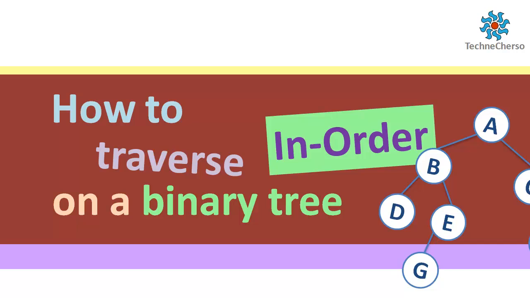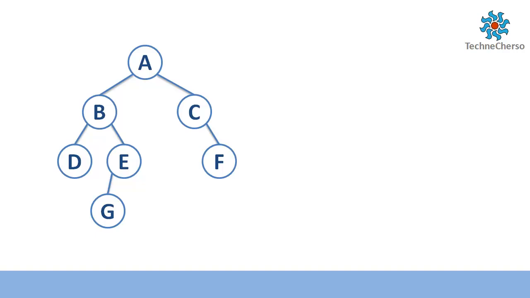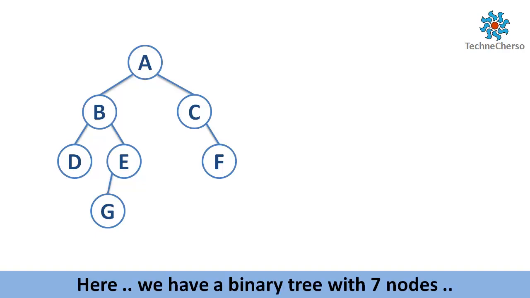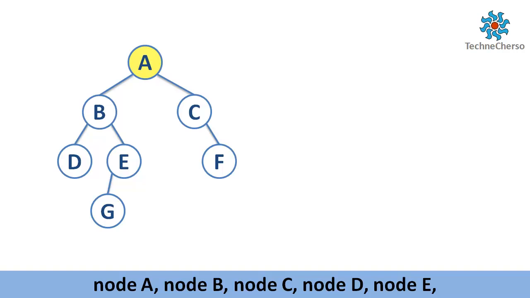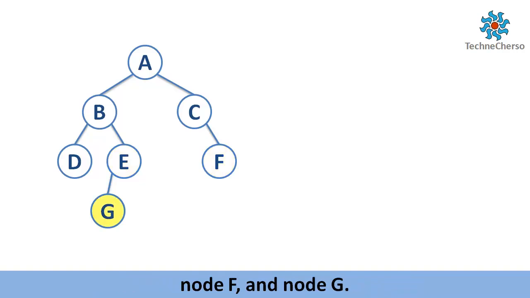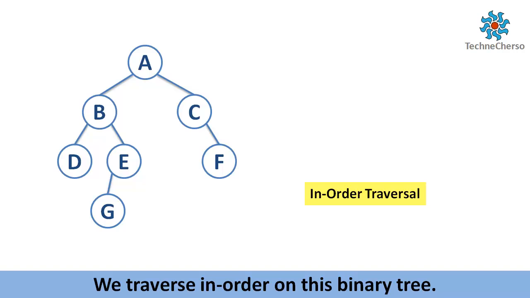How to traverse in order on a binary tree. Here we have a binary tree with 7 nodes. Node A, node B, node C, node D, node E, node F, and node G. We traverse in order on this binary tree.